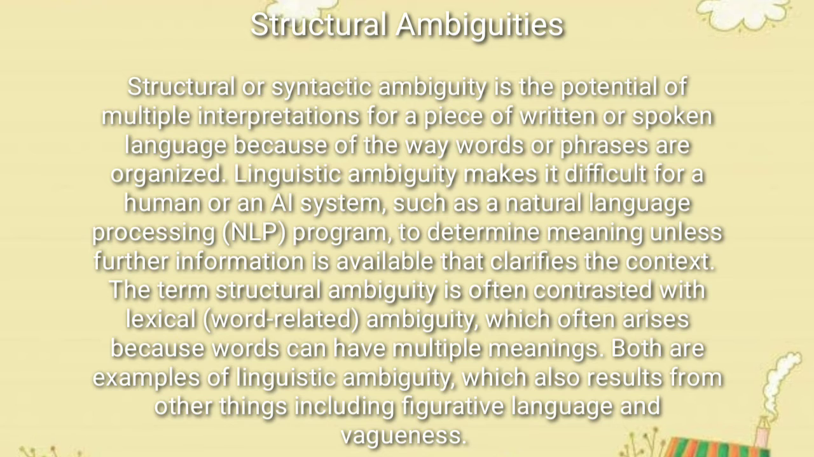Structural ambiguity. Structural or syntactic ambiguity is the potential of multiple interpretations for a piece of written or spoken language because of the way words or phrases are organized. Linguistic ambiguity makes it difficult for a human or a system such as a natural language processing program to determine meaning unless further information is available that clarifies the context.